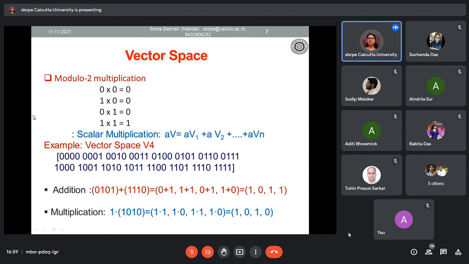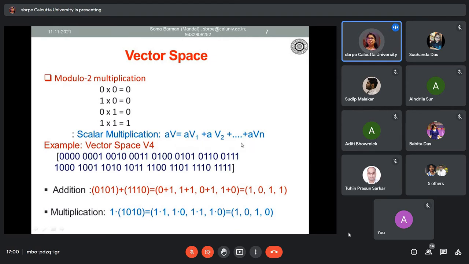So multiplication: 0 times 0 is 0, 1 times 0 is 0, only 1 times 1 will be 1. So scalar multiplication: if I say a scale factor A is multiplied with the code vector, each element, each digit of the code vector, is multiplied by the scaling factor. So that is aV1, aV2, up to aVn.